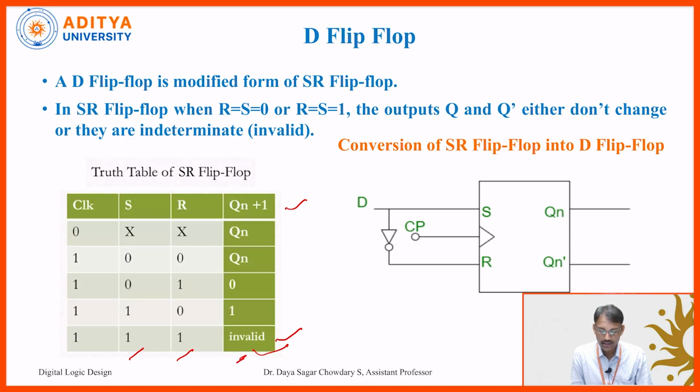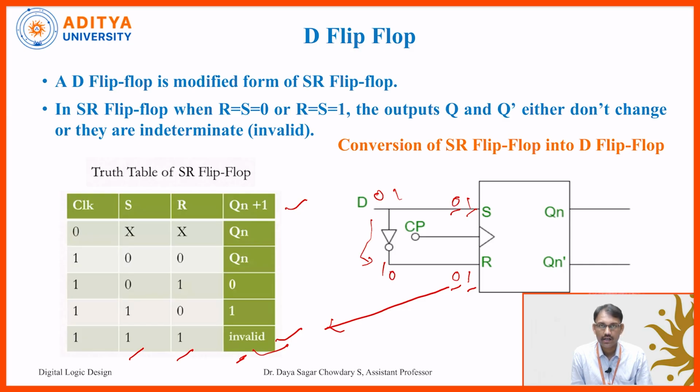Right now we are maintaining two inputs, like 0 and 0, or 1 and 1. With 0 and 0 there is no problem, but with 1 and 1 there is an invalid condition in SR. Now what we will do is, when one input is high, we give the other input as low, so here 1 and 0, that means one is high and the other is low.